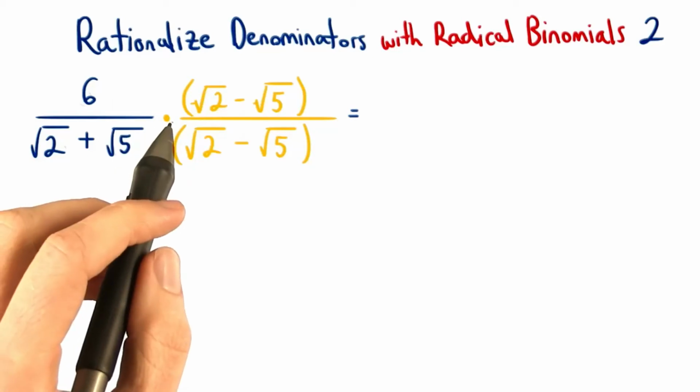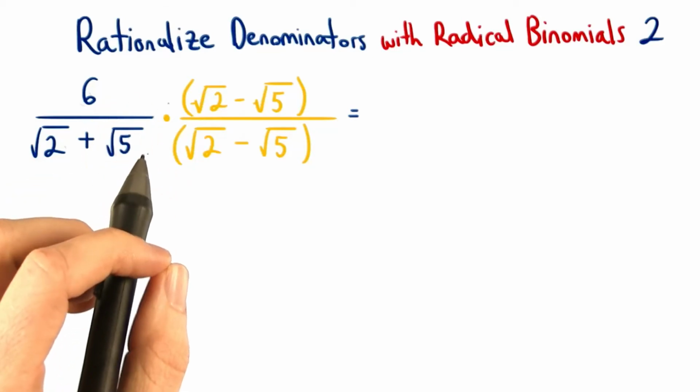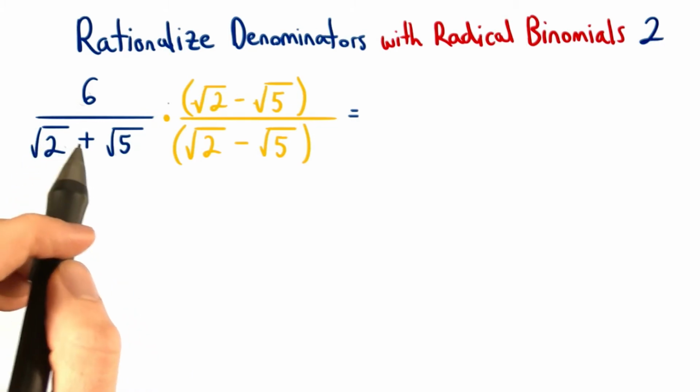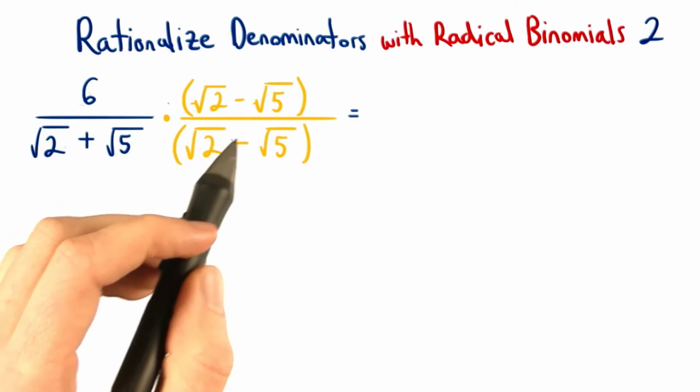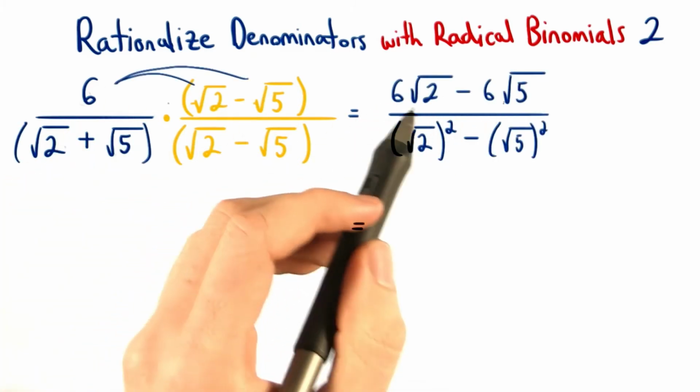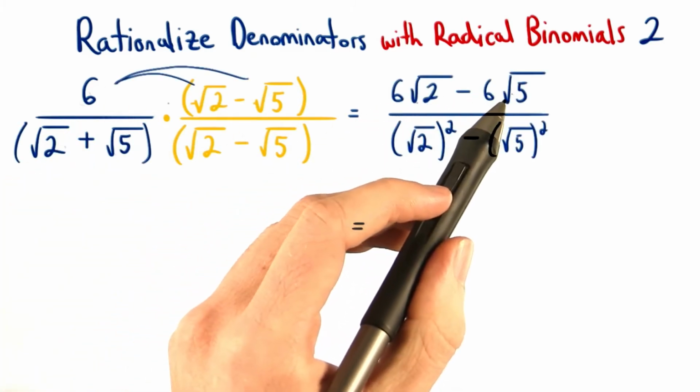To start our problem, we want to multiply the numerator and denominator by the conjugate of this denominator. The conjugate of root 2 plus root 5 is root 2 minus root 5. We distribute the 6 to each of these terms to get 6 root 2 minus 6 root 5.